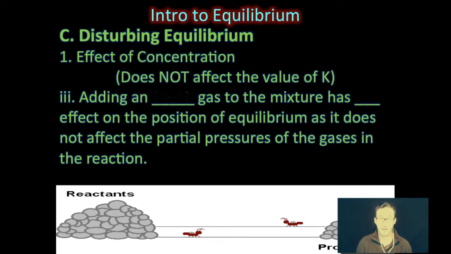A couple of other things to keep in mind when we talk about adding things. Sometimes you will see problems where they talk about adding an inert gas, or a gas that's not involved in the equation, things like helium or neon that are just not going to react. Keep in mind they're going to have no effect on the position of the equilibrium because they're not going to affect the partial pressure of the gases. They're not going to take part in the reaction.